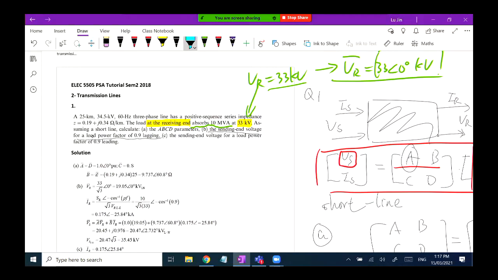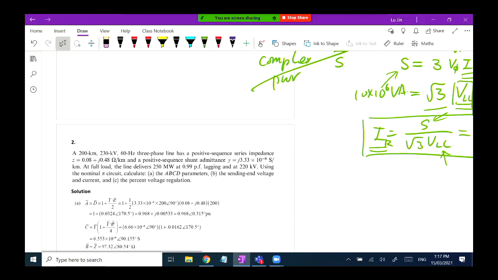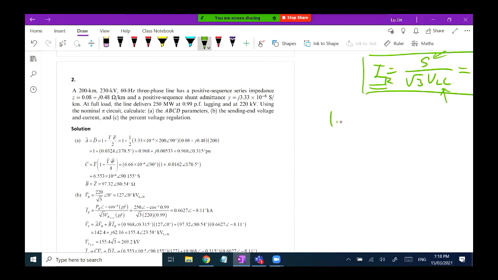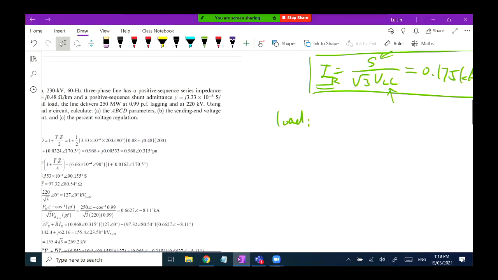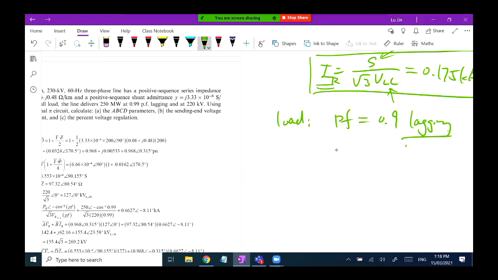That's right. So here, at the load side, in other words, at the user side or receiving side, the load has a power factor 0.9, lagging. Lagging means the current lags voltage. Okay, so anyway, I just write this down. Because at the load side, the power factor is 0.9 lagging. Lagging means current IR lags the VR.